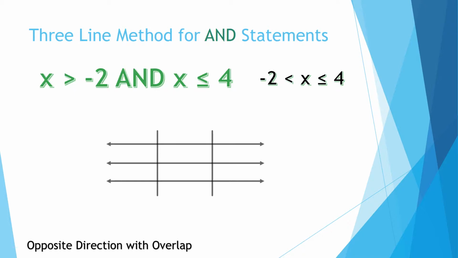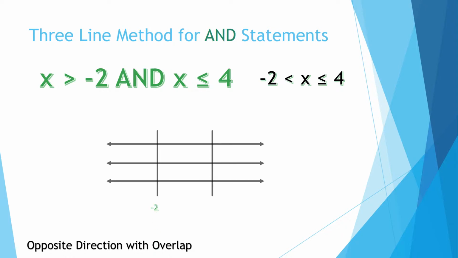Our first AND statement, similar to what we just saw, is when they're in opposite directions with an overlap. So x greater than negative 2 and x less than or equal to 4. You'll notice on the right-hand side there, you can also write this as a single compound inequality, where x is between the two numbers.